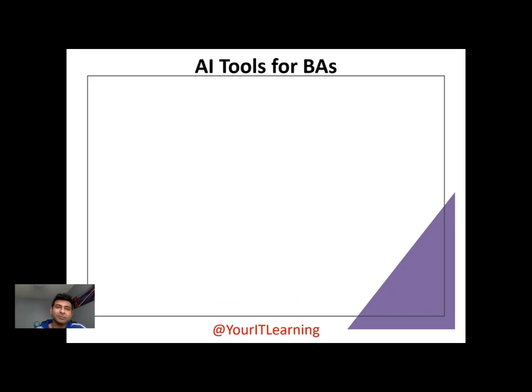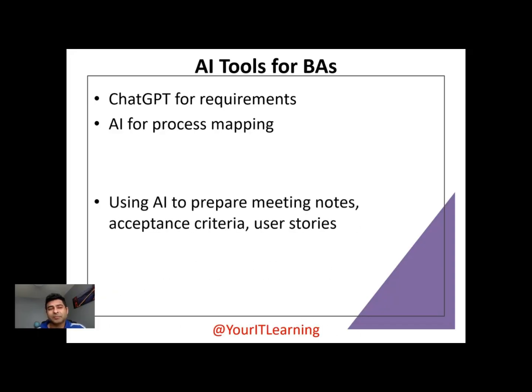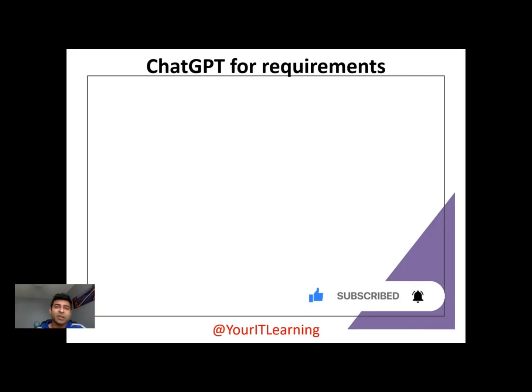AI tools for BAs: ChatGPT for requirements, AI for process mapping, using AI to prepare meeting notes, acceptance criteria, and user stories. These days, AI is highly used to prepare meeting notes. You can start a recording or you can start a transcript. You can also use it for writing acceptance criteria or user stories. You basically need to provide the right prompts so the AI understands what kind of user stories need to be built or what kind of acceptance criteria are needed. So let's dive into more detail on that.